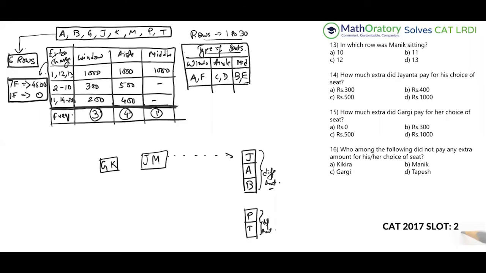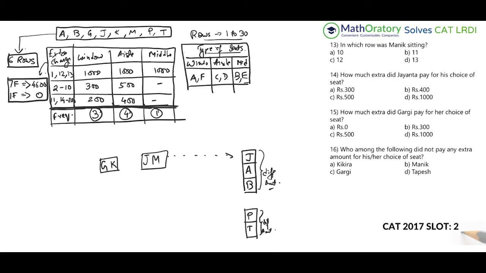Okay, so I just readjusted the space a bit, and if I look at the questions, 13th is asking for the row of Manik. How much extra did Jayant pay? How much extra did Gargi pay? So three of the questions are related to extra amount and only one is asking about the row. Maybe that will be determinable. Maybe other rows are also determinable. I don't know as of now, but there is something to do with the extra amount. So let me try my approach on the basis of the extra amounts.